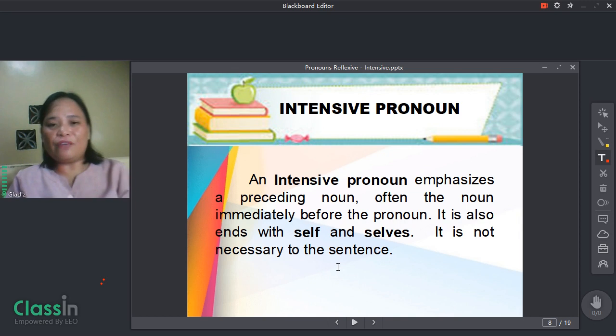But the only difference between intensive and reflexive is that the intensive is used to emphasize the preceding noun. And it is not necessary to the sentence, so you can remove or omit it in the sentence. And once you do it, it never affects the sentence. The sentence, whether with or without the intensive pronoun, is still a complete sentence. So let's see an example.